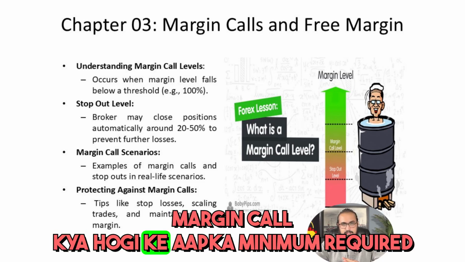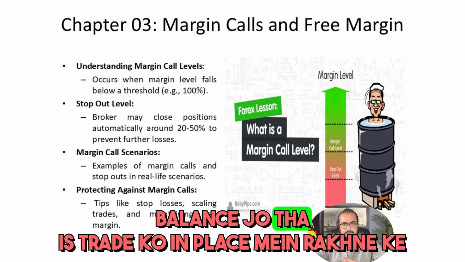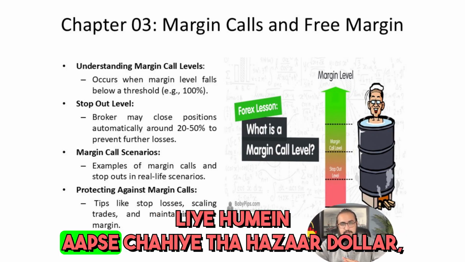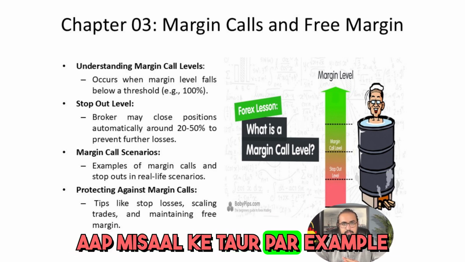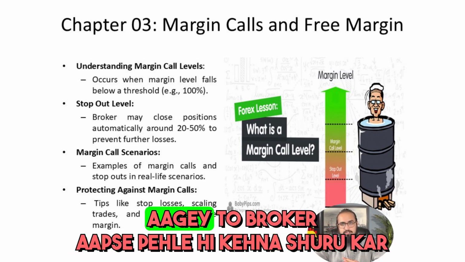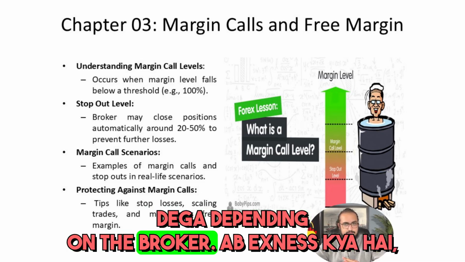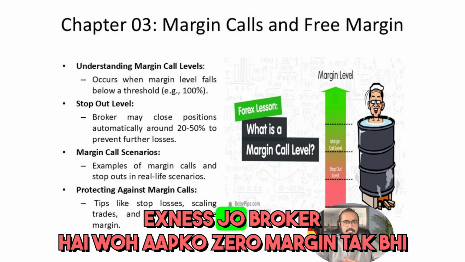What the margin call will be is that your minimum required balance, which was needed to keep that trade in play, was $1,000 from you. Now, whatever position of yours is going into minus, for example, you have gone $800 into minus, then the broker will start telling you beforehand.